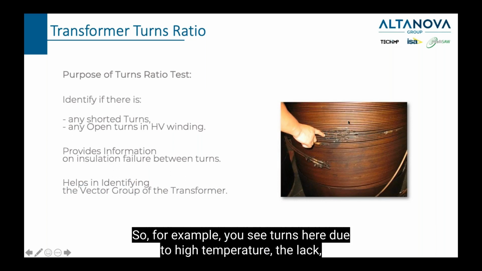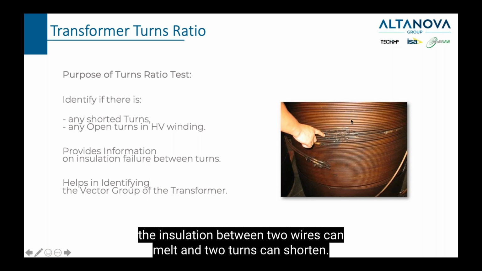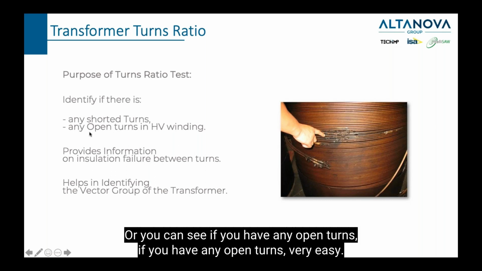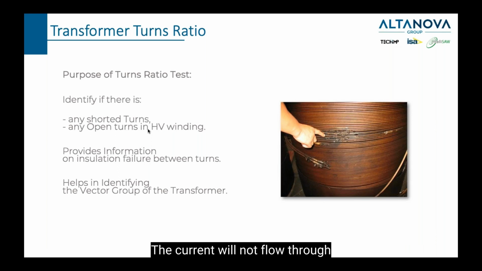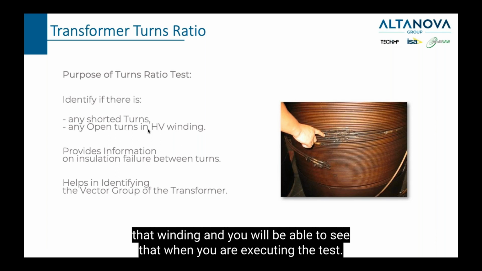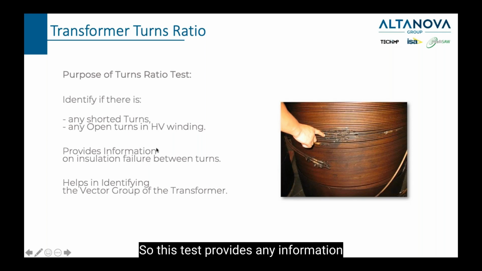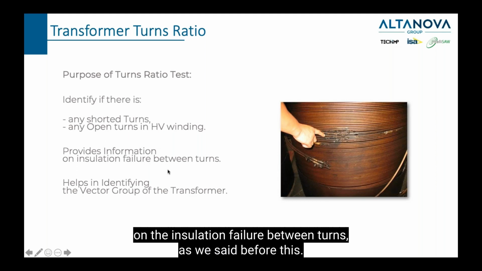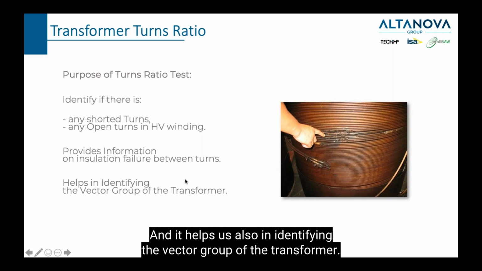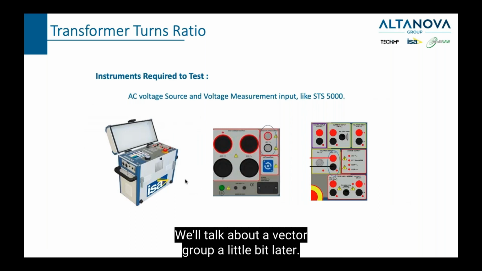So for example, you see turns here. Due to high temperature, the insulation between two wires can melt and two turns can short. Or you can see if you have any open turns. If you have any open turns, very easy, the current will not flow through that winding, and you will be able to see that when you are executing the test. So this test provides information on the insulation failure between turns, as we said, and it also helps us in identifying the vector group of the transformer. We'll talk about the vector group a little bit later.